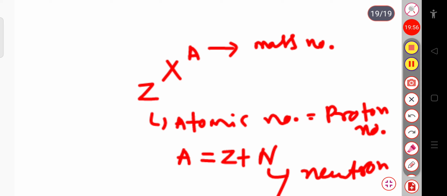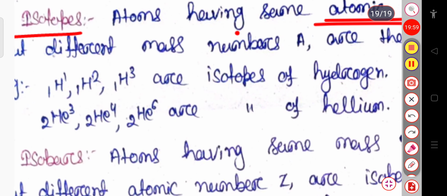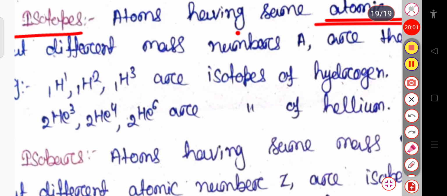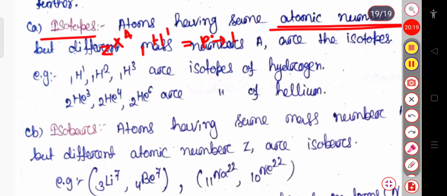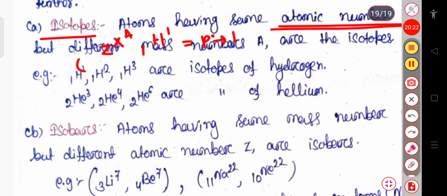Now you can see, in the case of 1H1, this is in the form Z X A. This 1H1 means proton: the number of protons is 1 and the number of neutrons is 0. For the isotope case we should have the same Z but different A. They all have the same Z, that is 1, 1, 1, but the mass number of these hydrogens is different, that is 1, 2, 3. So these are called the isotopes of hydrogen.